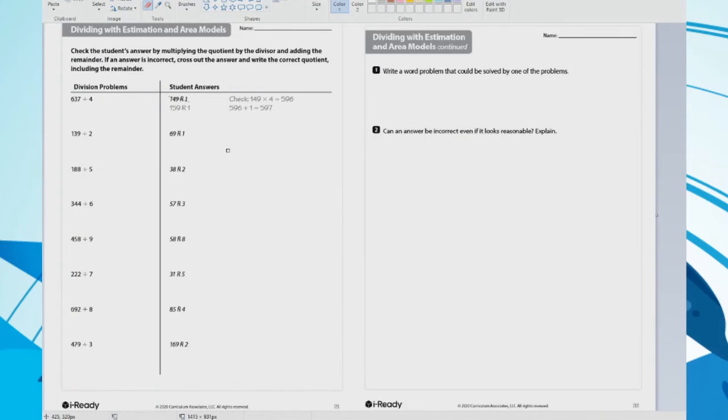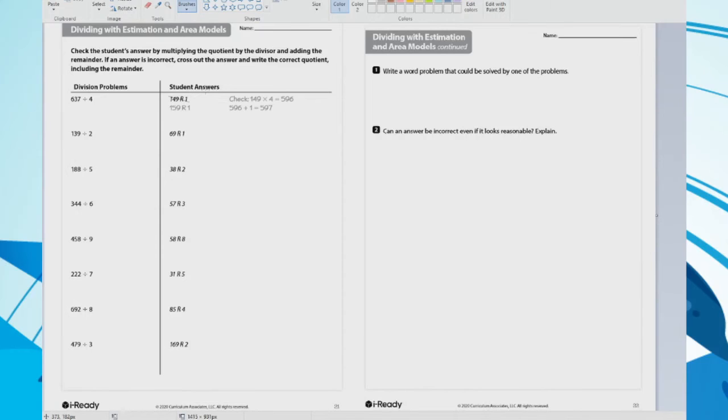So on pages 21 and 22, we're dividing with estimation and area models. Our instructions say, check the student's answers by multiplying the quotient by the divisor and adding the remainder. If an answer is incorrect, cross out the answer and write the correct quotient, including the remainder.